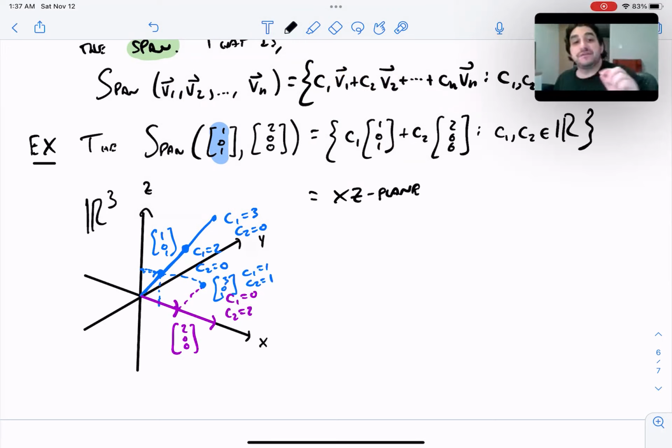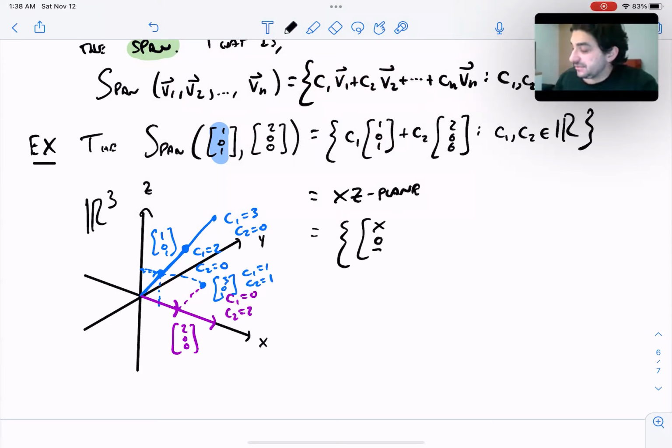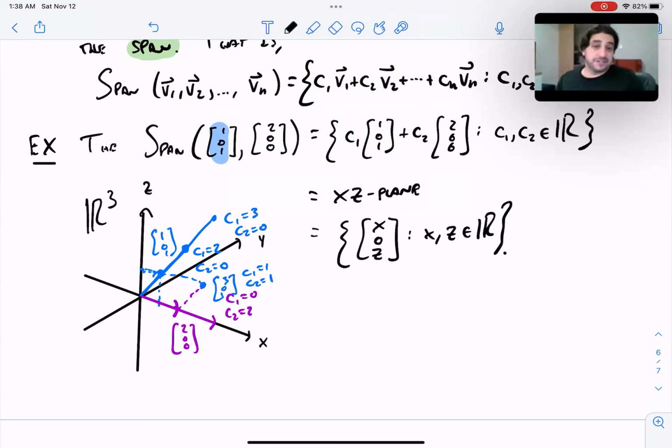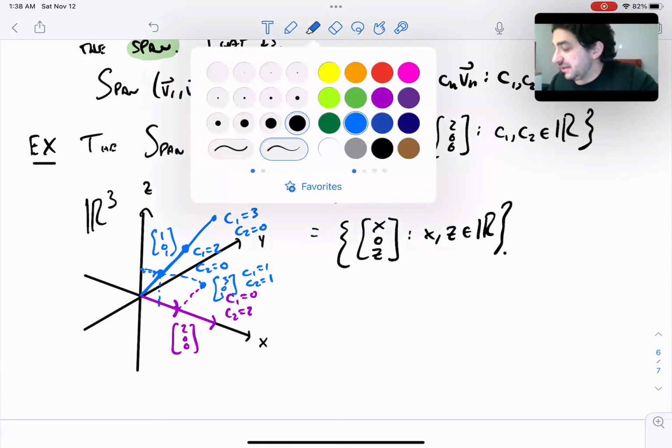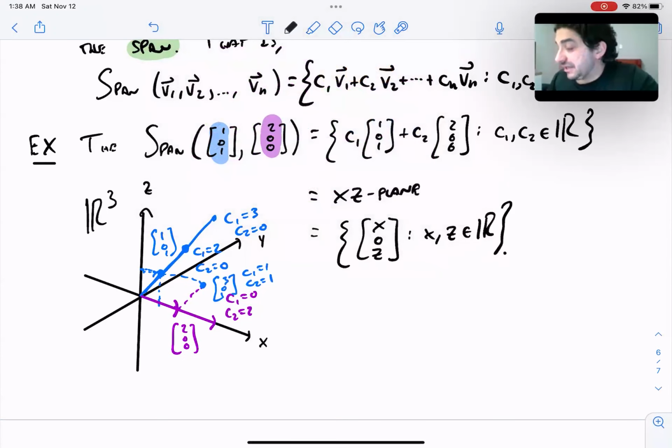You can reach using those two vectors, right? Using fractional amounts of them, negative amounts, mixing, matching, however you like. For any real numbers c1, c2, you can reach any point in the xz plane, right? Another way to say that is it's the set of all points (x, 0, z), where x and z are in the reals. So there we go. We just calculated a span in R3. The span of those two vectors ends up being that whole xz plane. All right, so that's an example of a span.